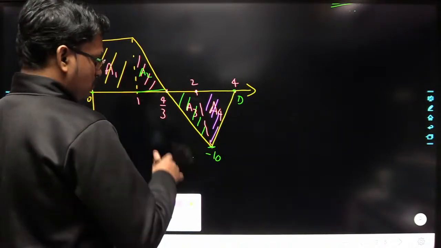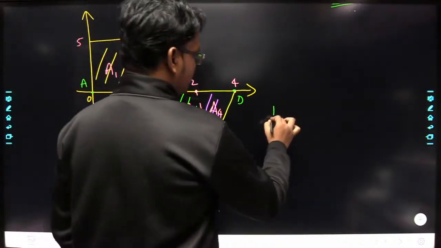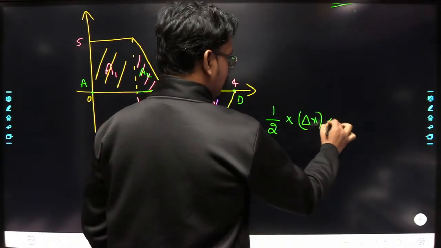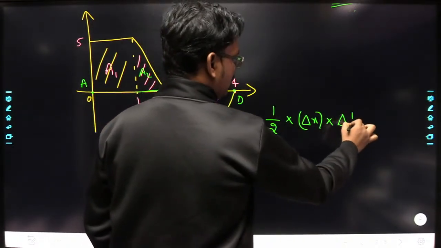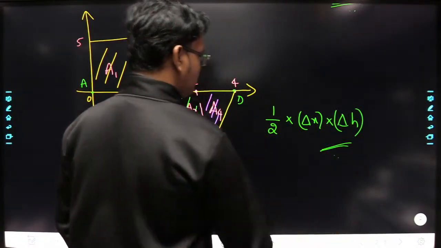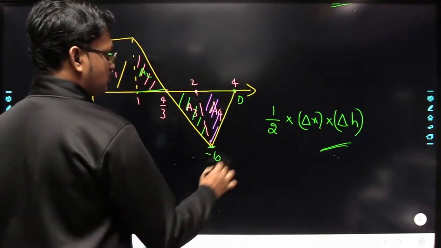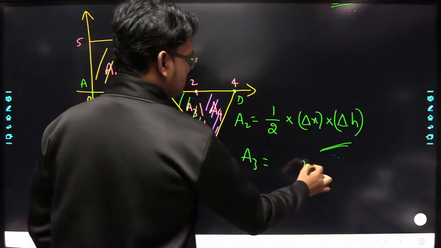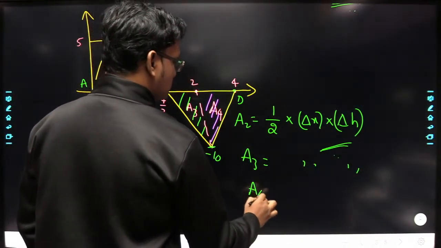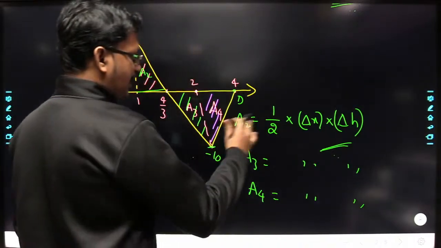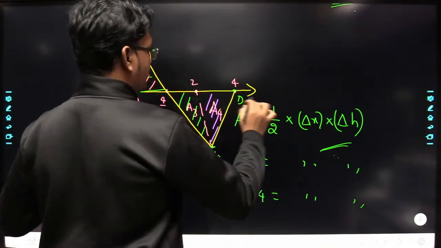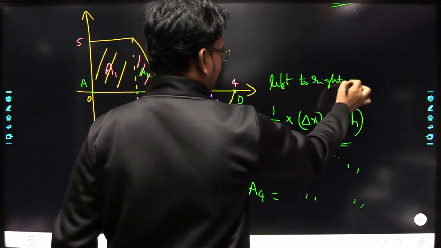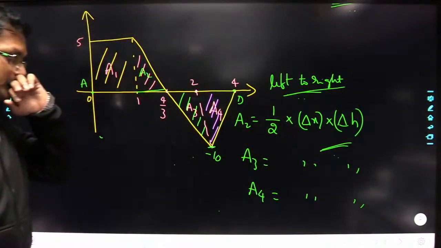So here half into base means delta x multiplied by height means delta h, right? This is how you have to follow. This is nothing but area, yes or no? So A2 you have to calculate in this manner, A3 also in the same manner, and A4 also in the same manner. And while calculating these values, you are moving from where to where? From left to right.